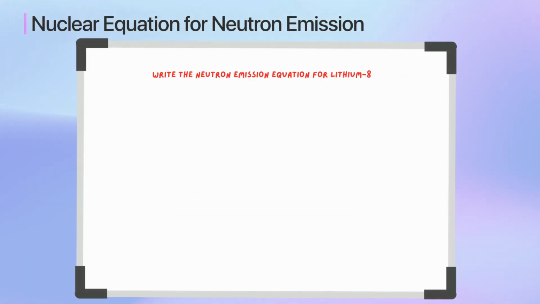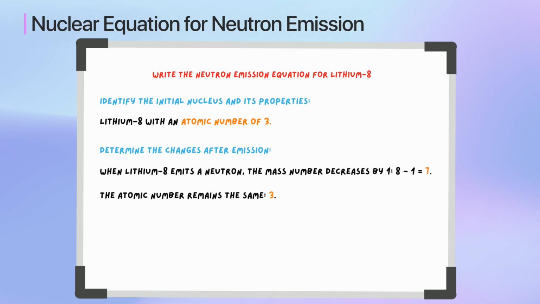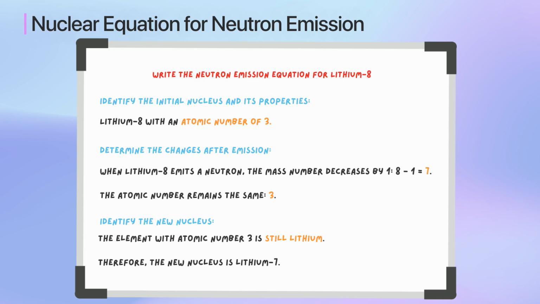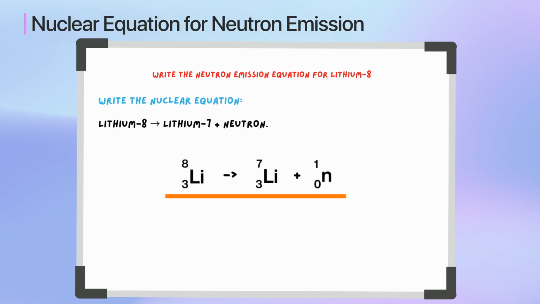Let's try a couple of problems to solidify our knowledge. Here, we need to write the neutron emission equation for lithium-8. We can identify the initial nucleus and its properties as lithium-8 with an atomic number of 3. When we determine the changes after emission, we know that when lithium-8 emits a neutron, the mass number decreases by 1 from 8 to 7. However, the atomic number remains the same, and so is still 3. From this, we can identify the new nucleus. The element with an atomic number of 3 is still lithium, so the new nucleus is lithium-7. Now we can write the nuclear equation, which is lithium-8 becomes lithium-7 and a neutron.